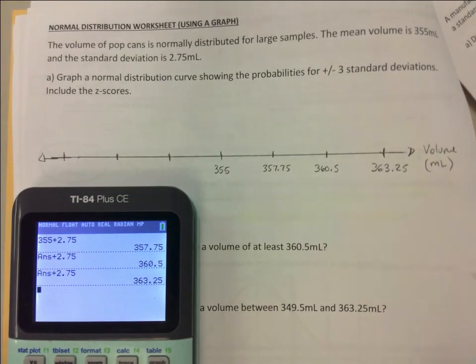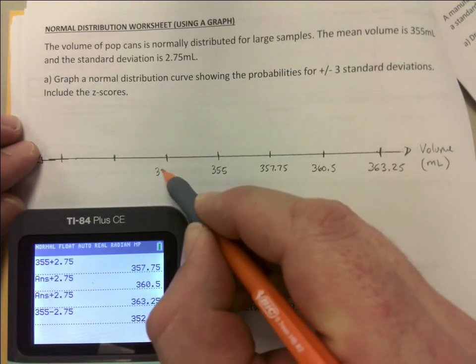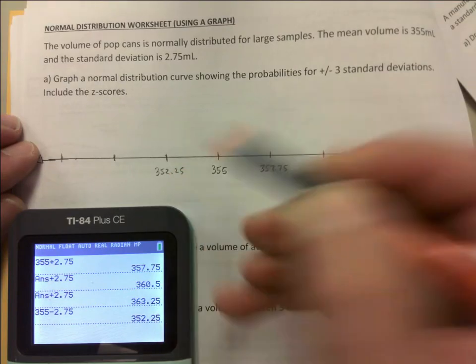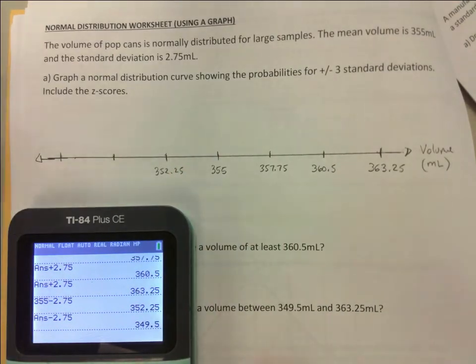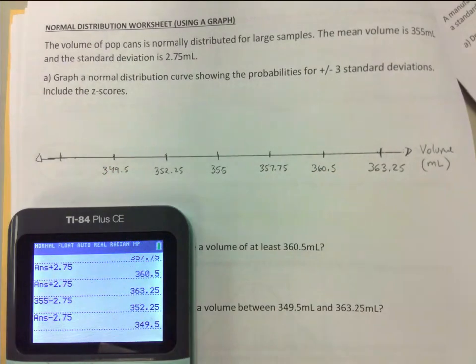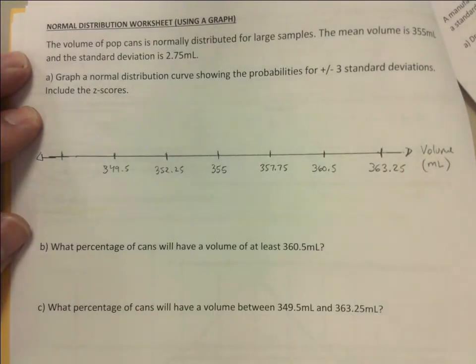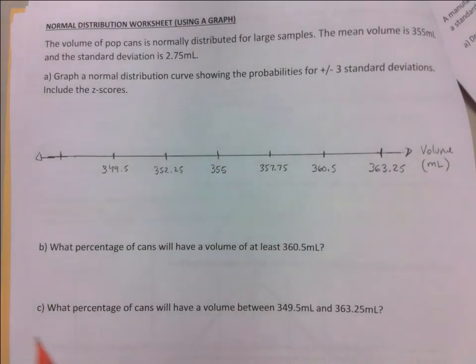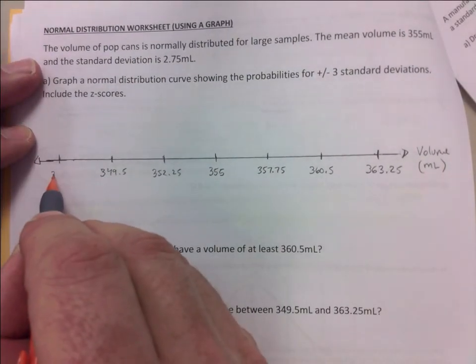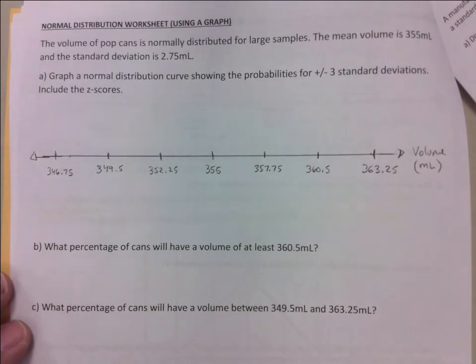Then you do the same thing going left. You subtract. So I go 355 minus 2.75. That's 352.25 minus 2.75. This is 349.5. And then we're at 346.75. Okay.